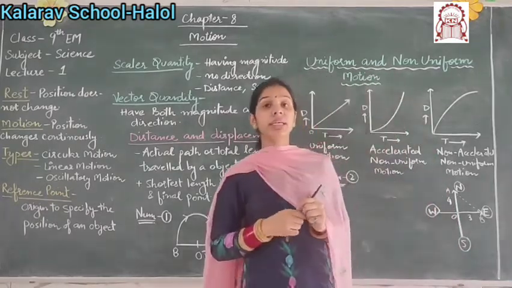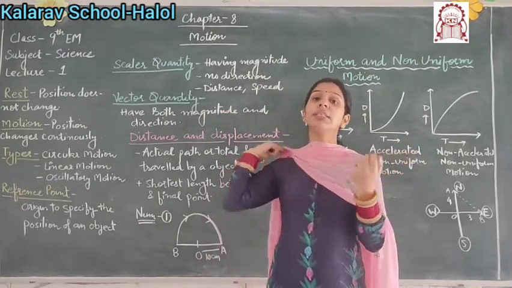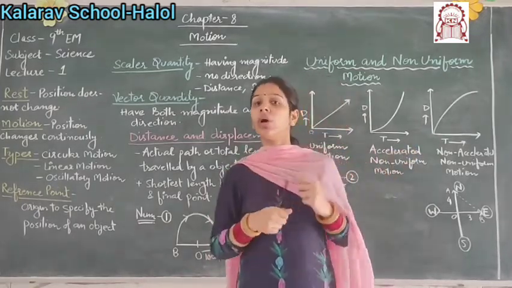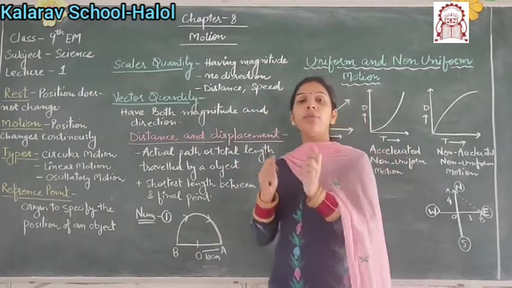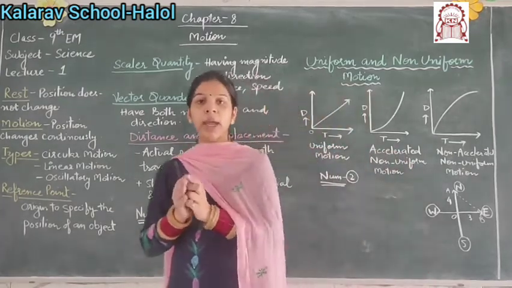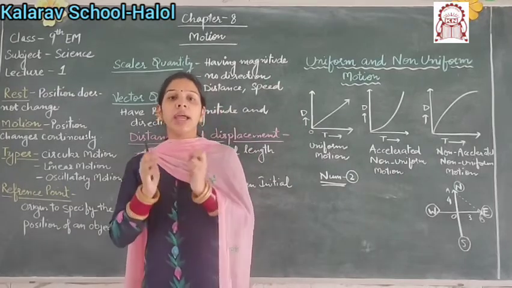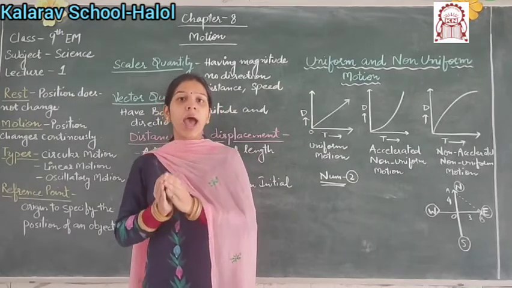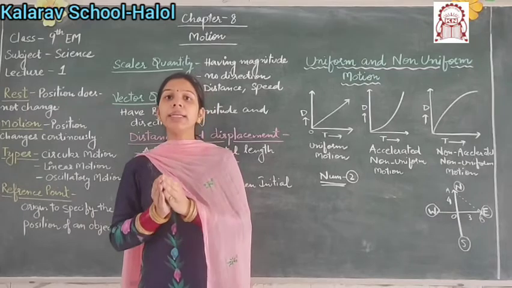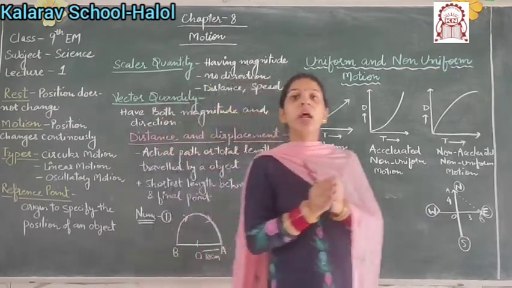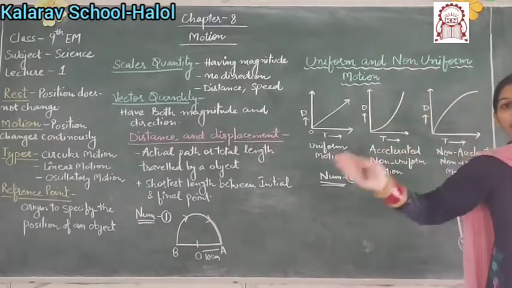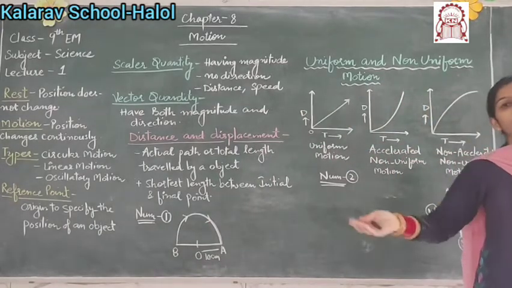Now I will discuss further how we describe the motion of an object. To describe the motion of an object, we need a reference point. What is that reference point? If I am standing here, I will calculate my distance or my position from this point to this point. So that point is called the reference point.